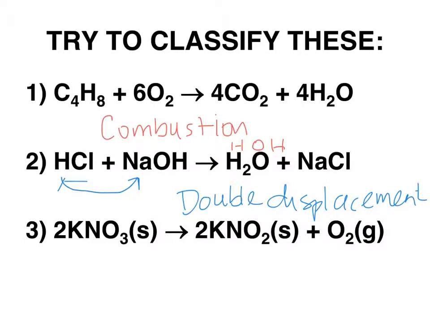Alright, and then down here we go from one item, so KNO3, to KNO2 and oxygen. So this compound gave up an oxygen in order to become simpler. Okay, so we're going from one thing to two things, so AB to A plus B. This is decomposition. I might have just spelled that wrong.